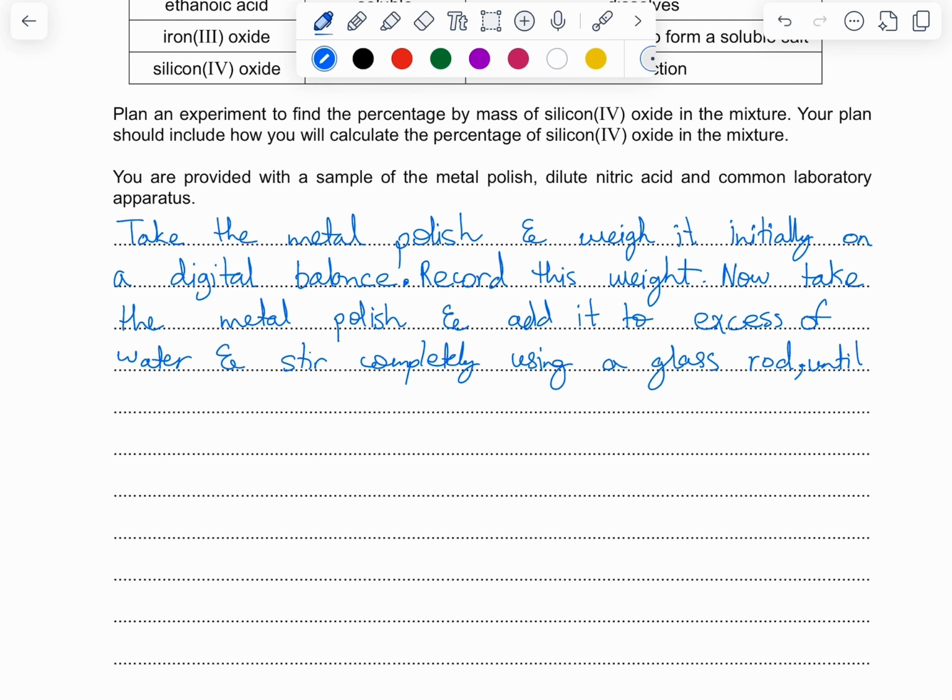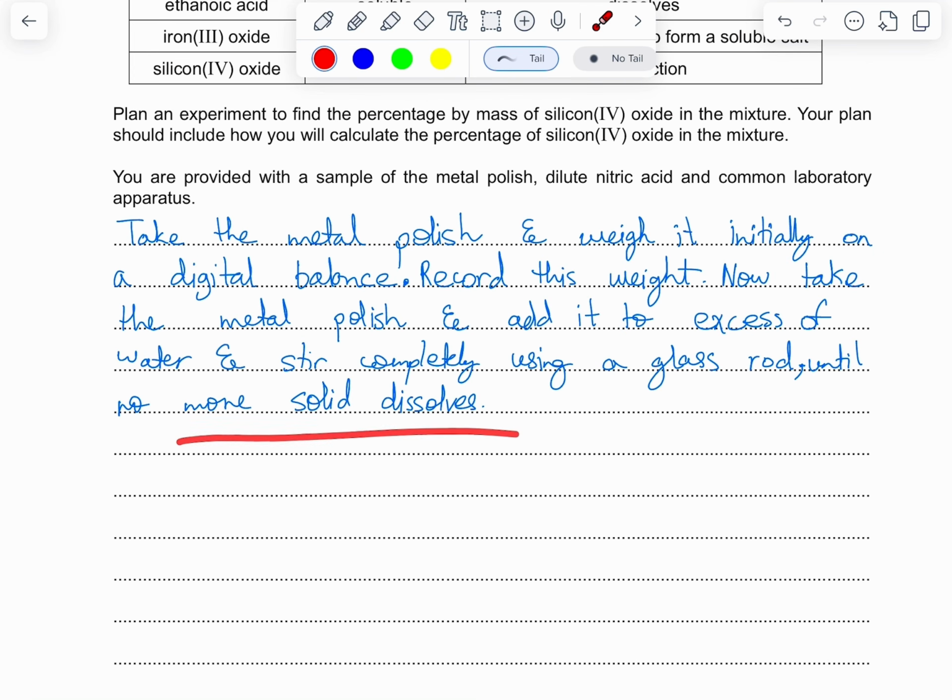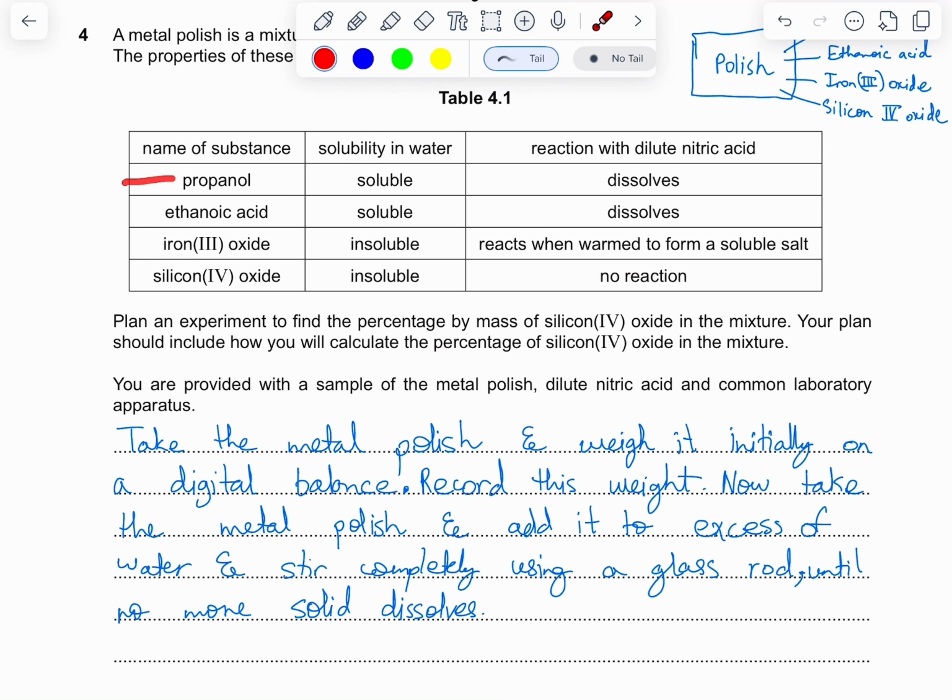Until no more solid dissolves. At this point, once you've seen that no more solid is dissolving in water, what is the solid that is not dissolving and what has dissolved? You will say, sir, propanol and ethanoic acid from the polish would have dissolved, but iron oxide and silicon oxide would not have dissolved. And you would be right because the two of them are insoluble, right?